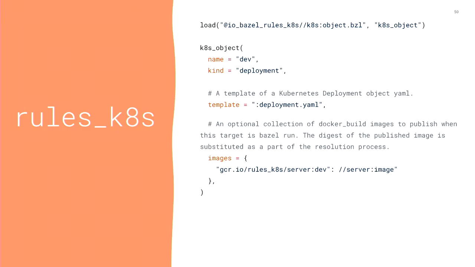Rules Kubernetes builds on this. It takes as input a set of Docker containers and an input Kubernetes YAML with container reference placeholders. It builds your containers, pushes them to the container registry, gets the SHA-256 of each container image, and then replaces those placeholders with the resolved SHA-256 references.